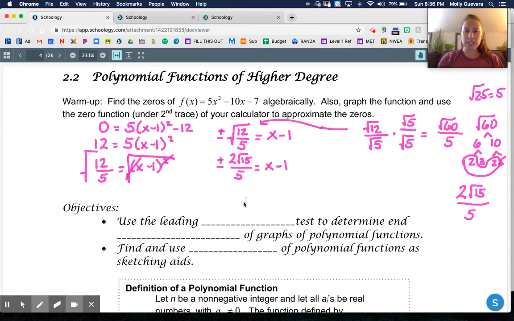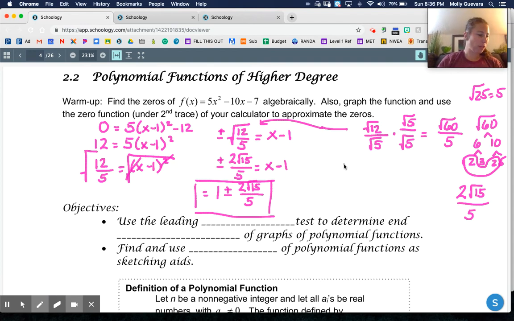And then lastly, I'm just going to add the 1 to the other side. So I get 1 plus or minus 2 root 15 over 5. Oops, that's a 2. I said 5 and I wrote 2. And I could keep going, but I don't necessarily need to. These are my 2 roots. Okay, those are my 2 zeros.